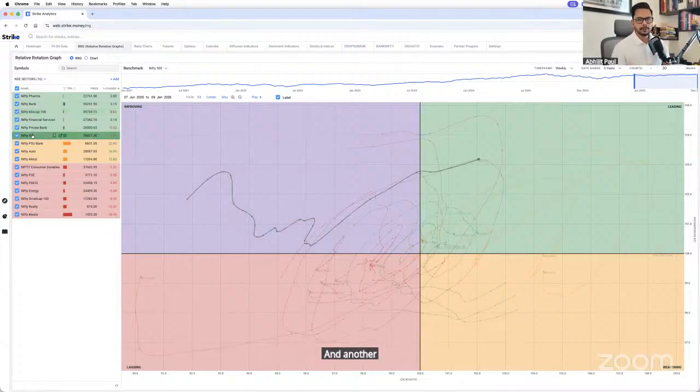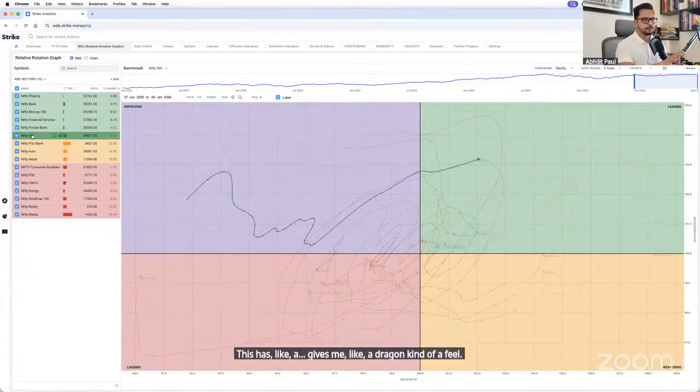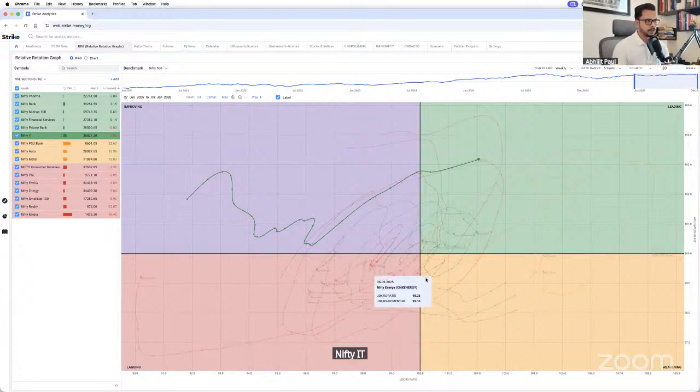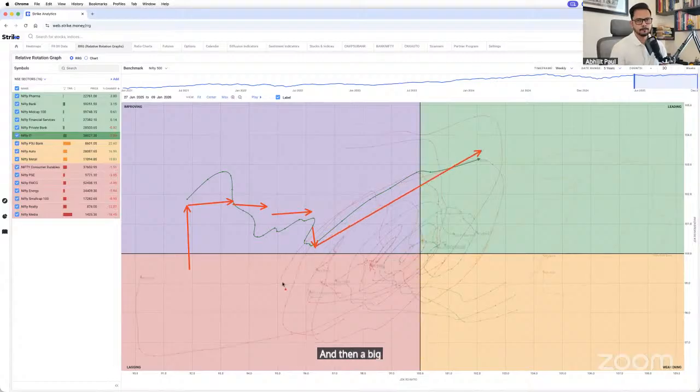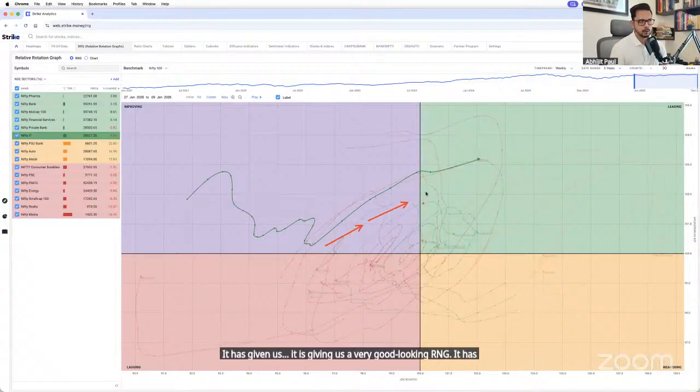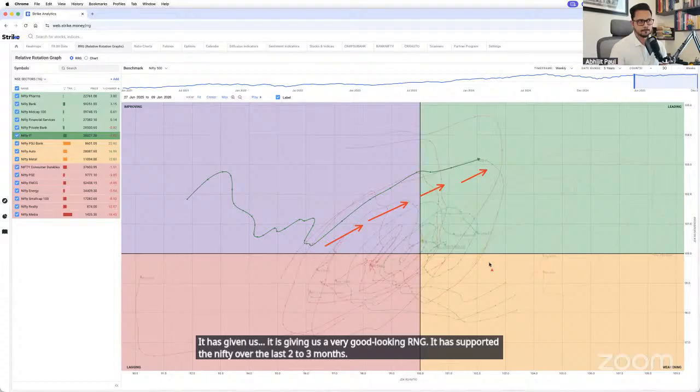And another important sector, and this gives me a dragon kind of a feel. Nifty IT. Nifty IT was the weakest, the second weakest after media. Then it started to pick up relative strength, slow and steady, and then a big move. It is giving us a very good looking RRG. It has supported the Nifty over the last 2 to 3 months.